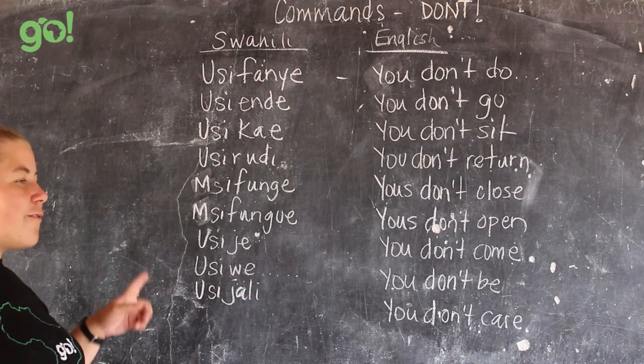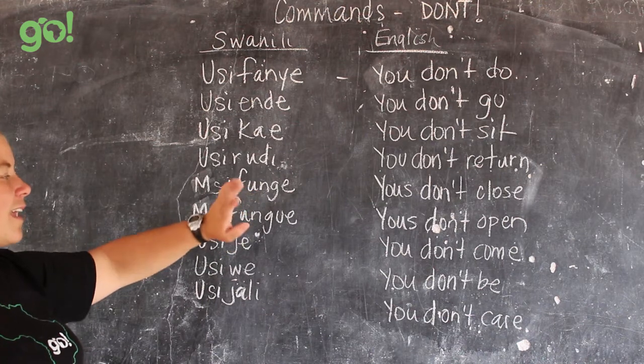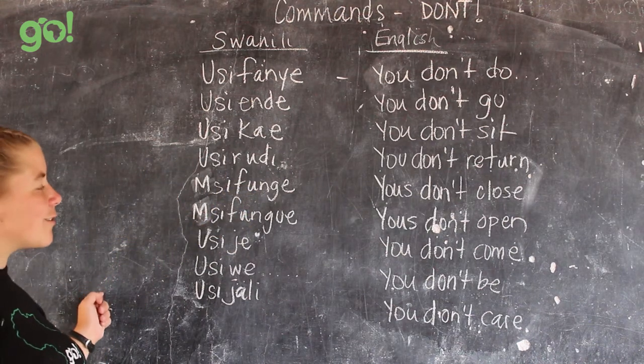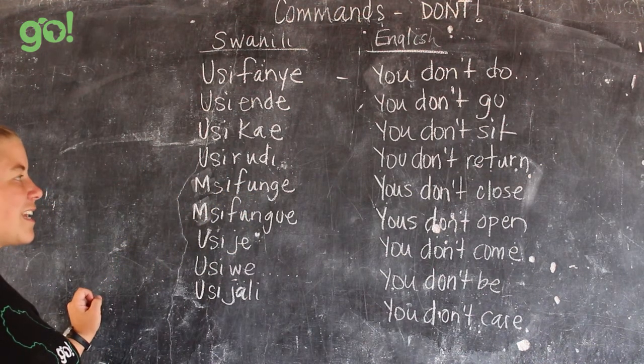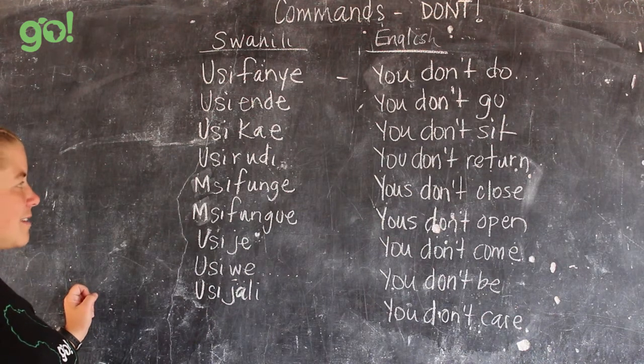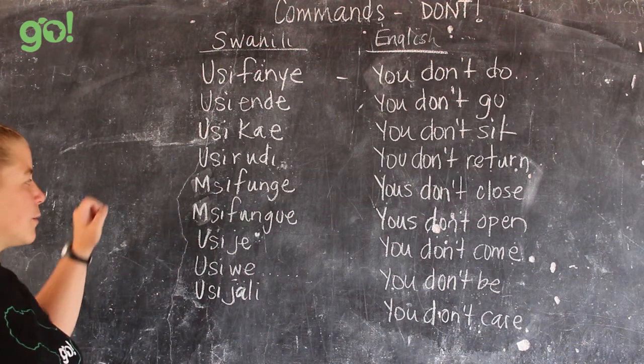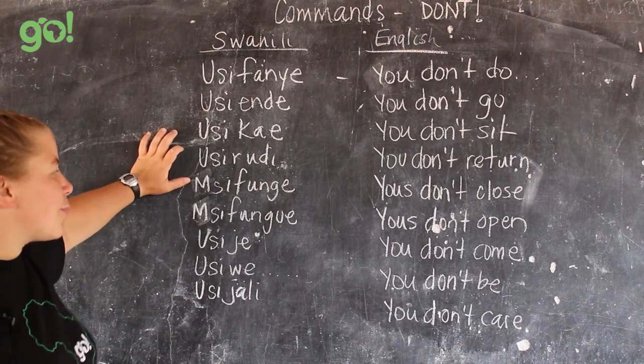Usirudi. When the verb ends in an I instead of an A, it just stays as it is. So we're not going to put an E at the end, we're not going to take the I away, we're just going to leave it as it is. Usirudi. You don't return.